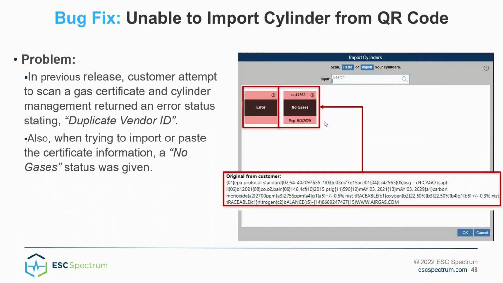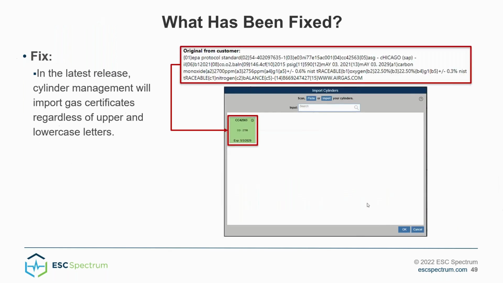In cylinder management, users were unable to import a cylinder from a QR code. The problem was that the customer certificate was in both upper and lower case when scanned. Cylinder management will now import gas certificates with both upper and lower cases.